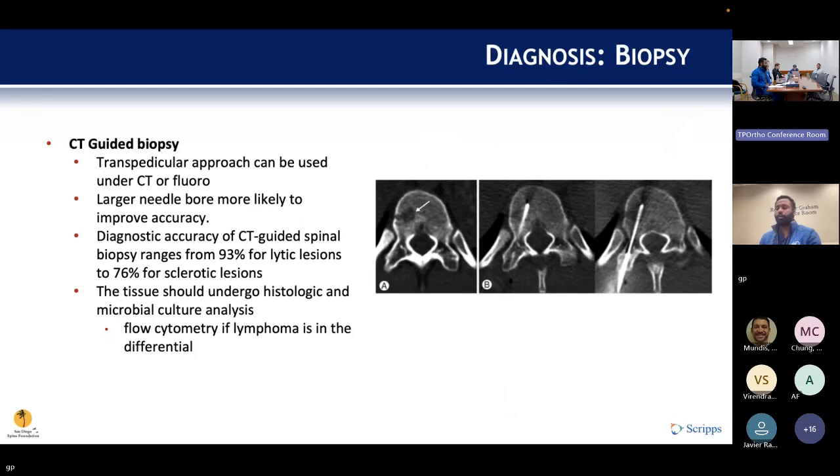In patients where a primary carcinoma is not identified, obtaining a biopsy is necessary to rule out a primary bony lesion. And this is usually accomplished by CT-guided biopsy. And it's important to note that the use of a larger bore needle confers a higher degree of accuracy. And the accuracy of these biopsies is actually quite high, and it allows for confirmed tissue diagnosis. So this is tremendously helpful.